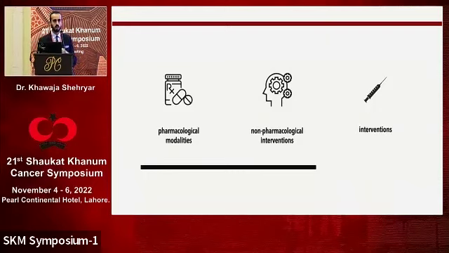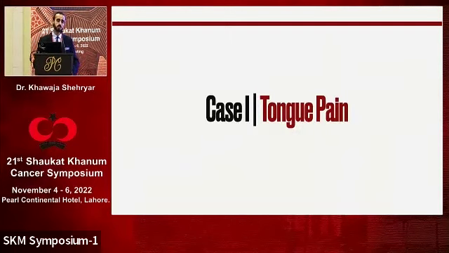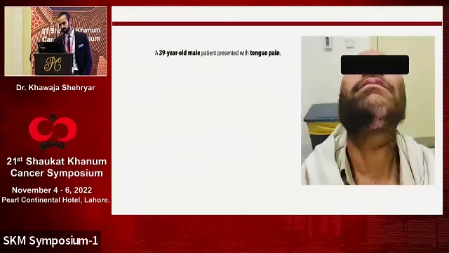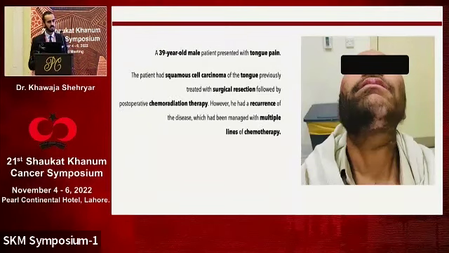However, today we are going to talk about where I would do interventions and where I would suggest that you should do interventions as well. So I'm going to go over a few cases with you. This is a 39-year-old male patient that presented with tongue pain. The patient had a history of squamous cell carcinoma of the tongue, previously treated by surgical resection. You can see the scar of the surgery on the left side as well.